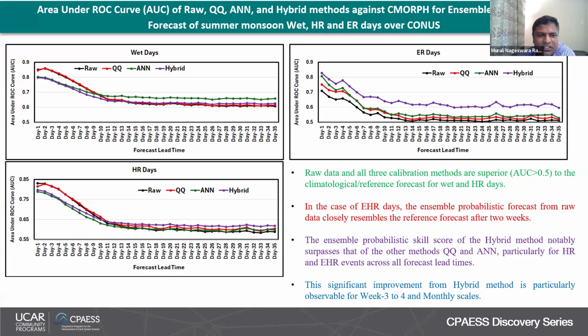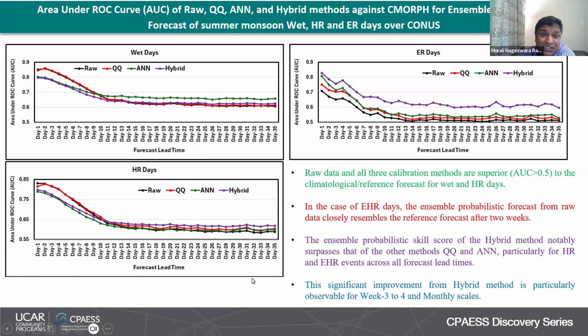If it is equal to 0.5, it means it is the same as the reference or climatological forecast. If it is lower than 0.5, that means it is worse than the reference forecast. But in all three cases, the skill is more than 0.5, which means the raw model product is good. But in the case of extreme rainfall events, beyond 2 weeks, it is near zero. It is almost the same as the reference forecast.